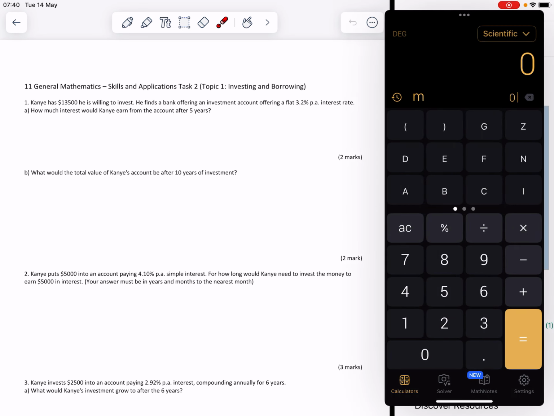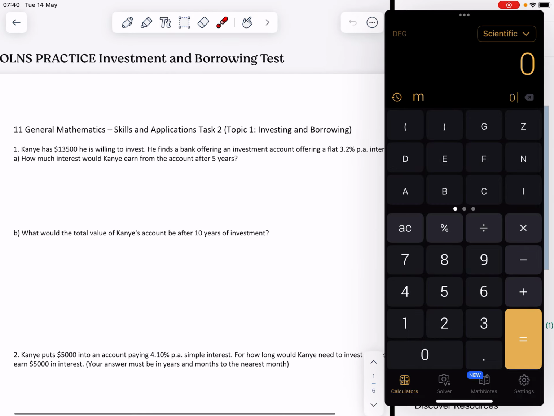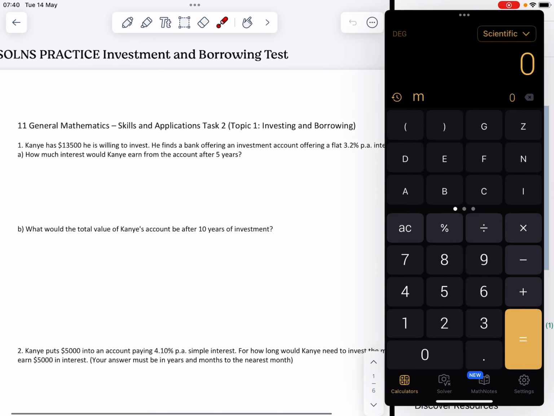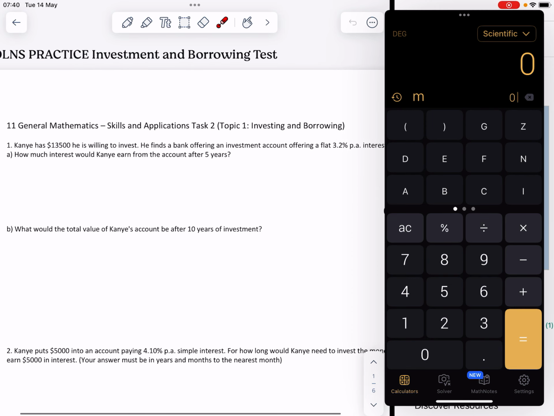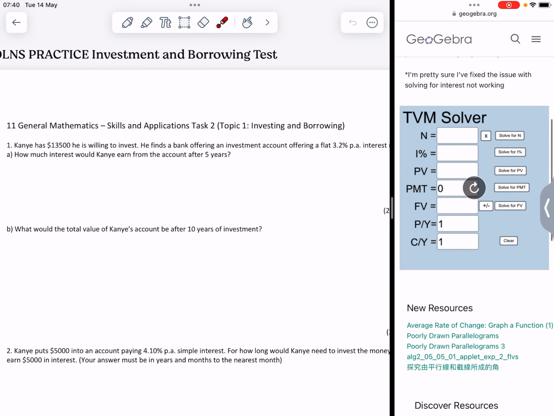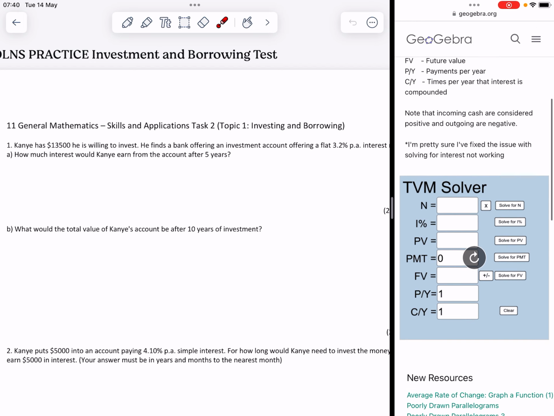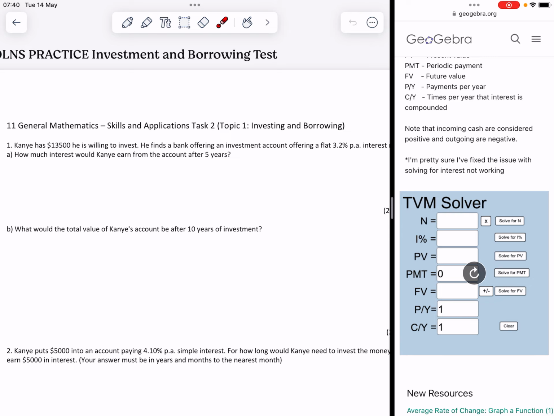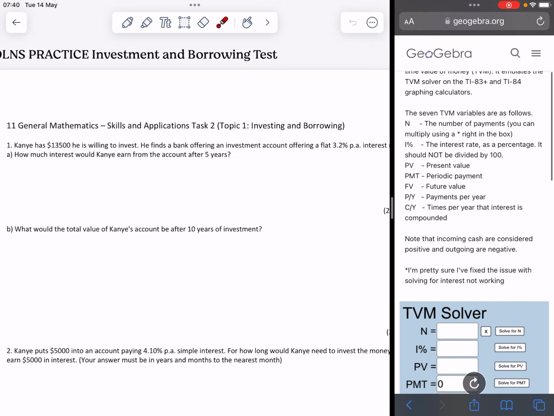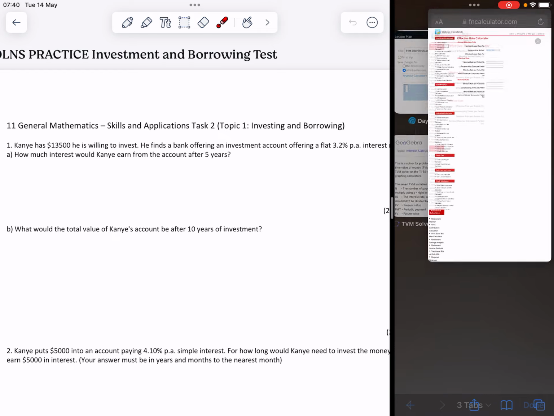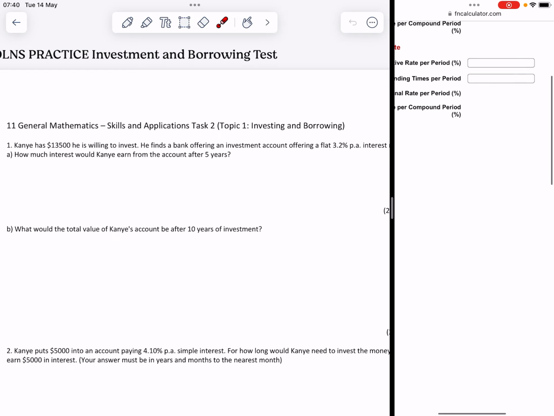So I'm doing it on the iPad, so the calculator situation is going to be a bit weird on the right. Just a reminder that you do get access to the TVM solvers that are linked to DayMap. So I'm going to be using this GeoGebra one, and also the effective rate calculator that's linked to DayMap as well, because there are questions on those two, and you all don't have graphics calculators.